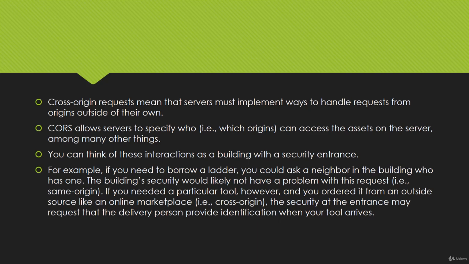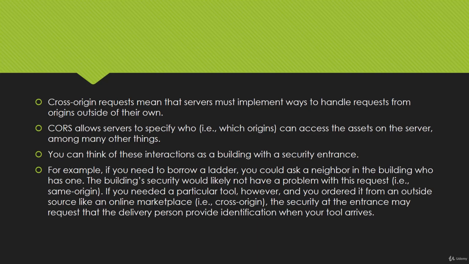It allows servers to specify who, that is, which different origin, can access the assets on the server. You can think of these interactions as a building with a security entrance. For example, if you need to borrow a ladder, you could ask a neighbor in the building who has one. The building security would likely not have a problem with this request as it is of the same origin.